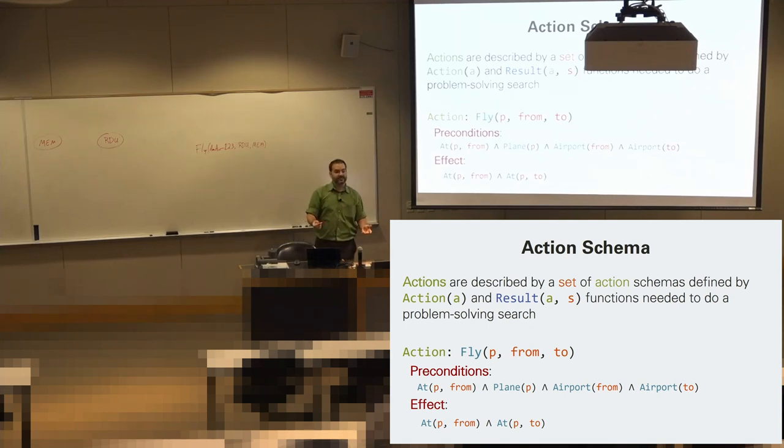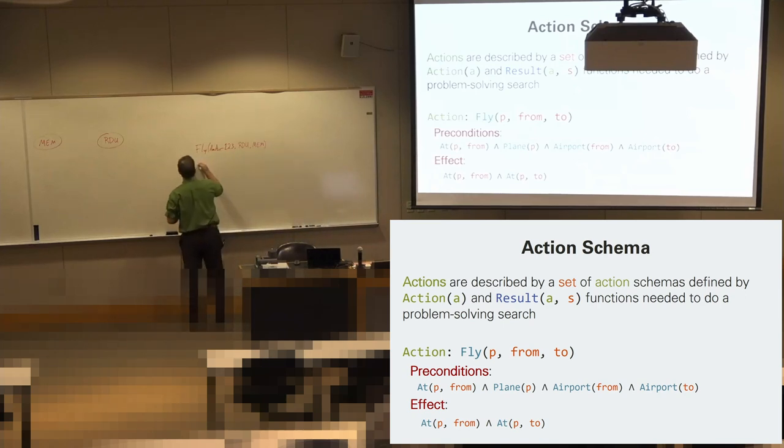Now let's look at what I just did there. I created substitutions. P is now being replaced with Am Air 123, from is being replaced with RDU, and to is being replaced with Memphis. Notice my preconditions. Those are also first-order logic statements, a combination of them. Notice they're conjoined, connected with that conjunctive normal form. These things need to be true for my preconditions.